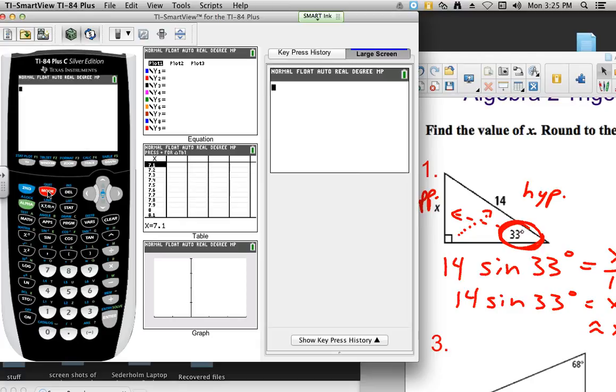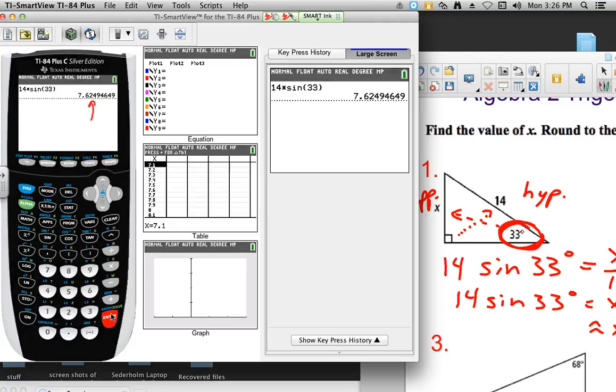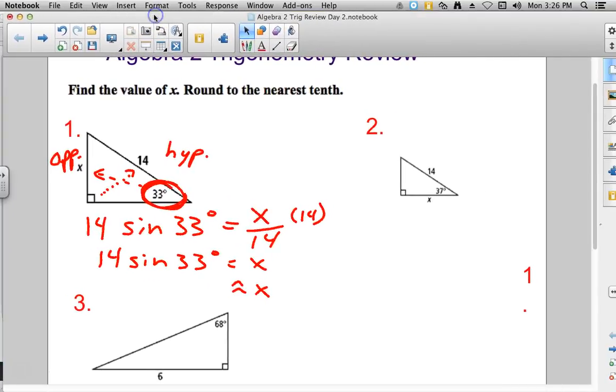And what we wanted to find out was what is 14 times the sine of 33 degrees. And they said to the nearest tenth. So we would look at the 2 in this position, in the hundredths position, and say since that's a 2, that is a number that's less than 5, so we would round down. So our answer would be 7.6, approximately 7.6. And that's why I have the wavy equals bars here, and that's because this is approximate since we were rounding.